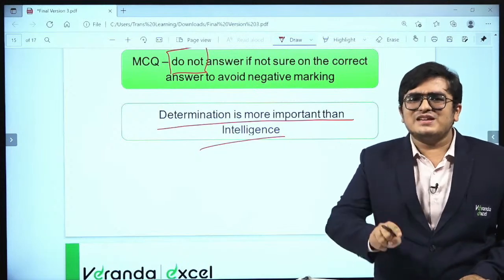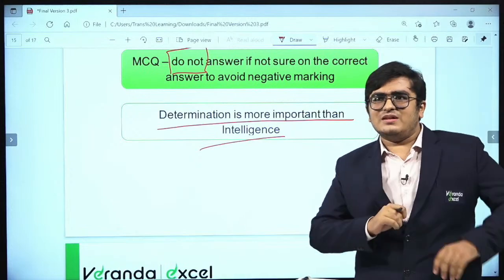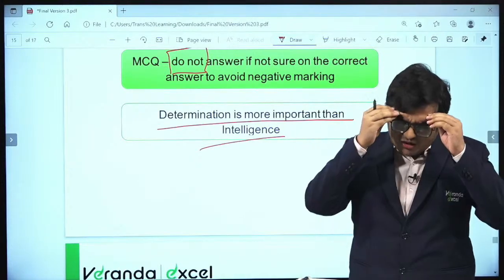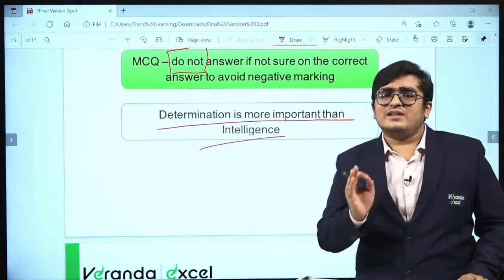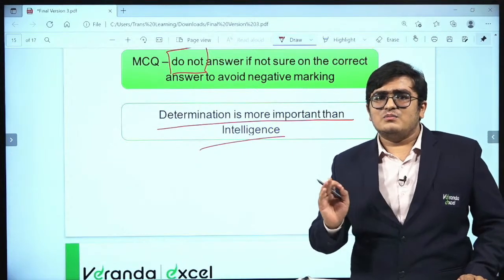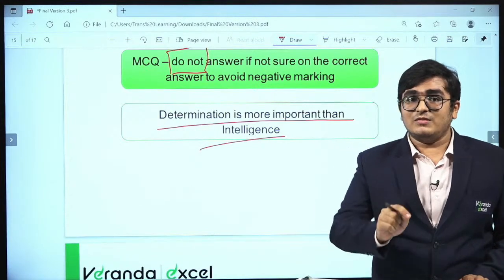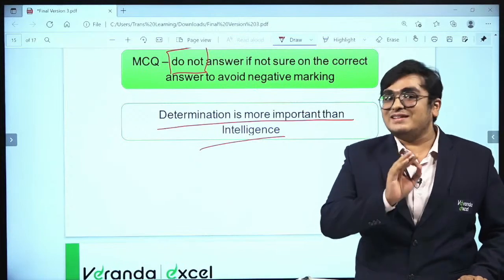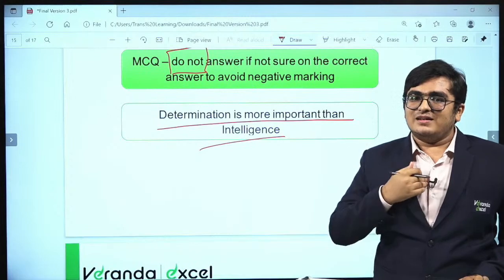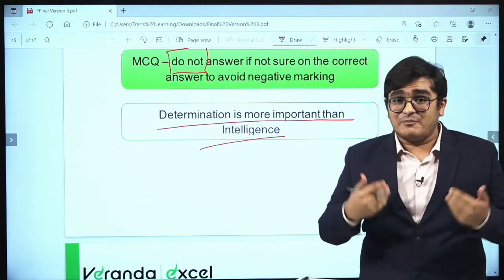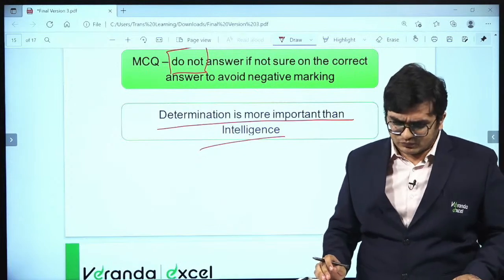If you are determined to the extent that whatever happens, my goal is to get CA before my name, you will. And mark my words, if you don't, you can find me and you can kill me if you want to, but mark my words, you will become a CA. I have seen that happening. It happened with me. So out of that experience, I am telling you.